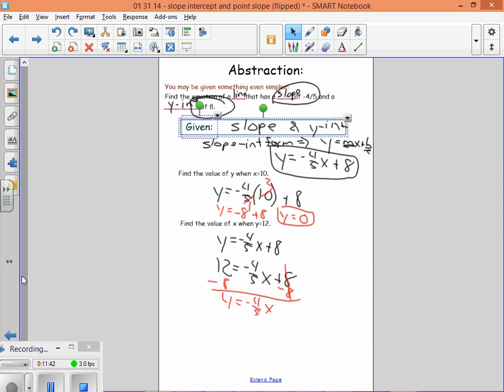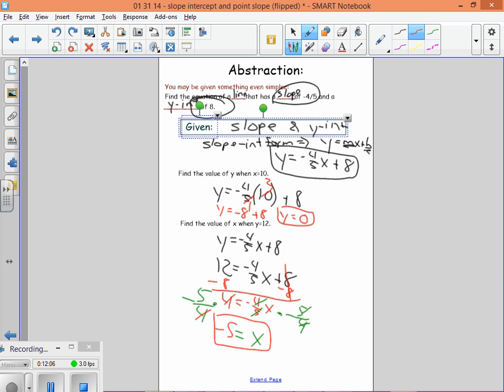To get x by itself, I need to multiply by the reciprocal, negative 5 over 4. Because the 5s will cancel out, the 4s will cancel out, and then negative times negative will give me a positive. And so I'm just left with positive x over here, but then I have to multiply by 5 over 4 negative here. The 4 and the 4 will reduce to 1. And so I'm just left with negative 5 equal to x.